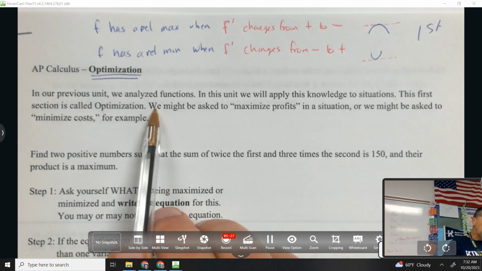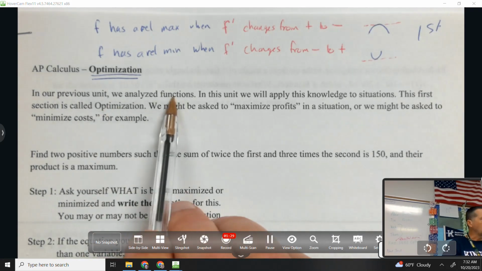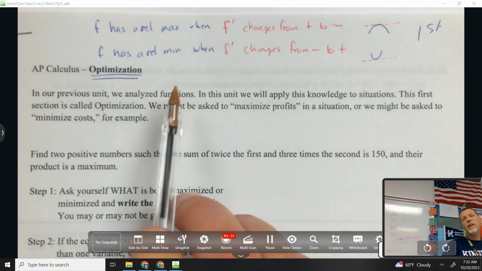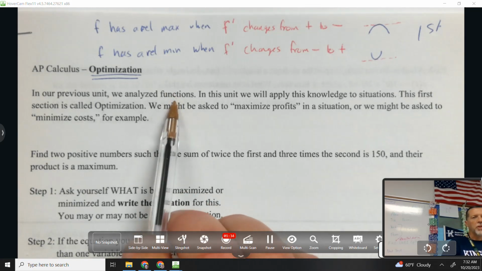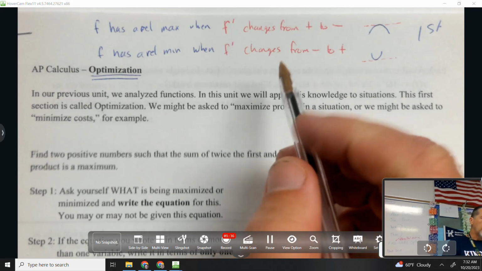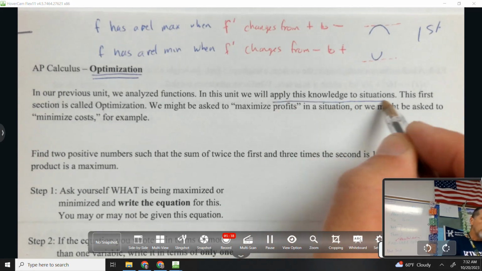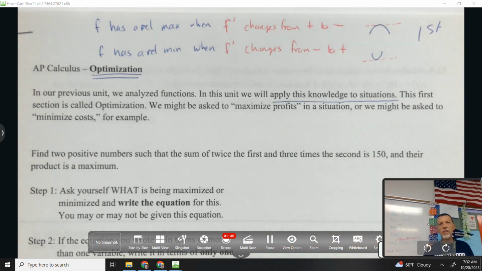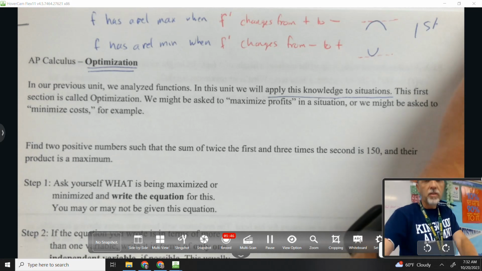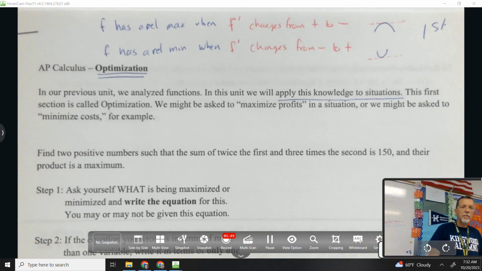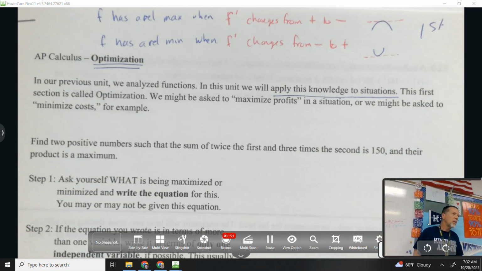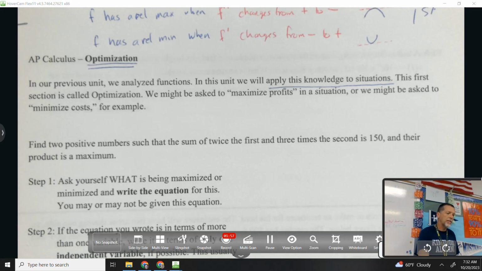In our previous unit, we analyzed functions: increasing, decreasing, concavity, maximums and minimums, points of inflection, all that stuff. In this unit, we will apply this knowledge to situations, which is another way of saying word problems, right? This section is called optimization. We might be asked to maximize profits, minimize cost, maximize volume, a whole bunch of different questions we could ask.